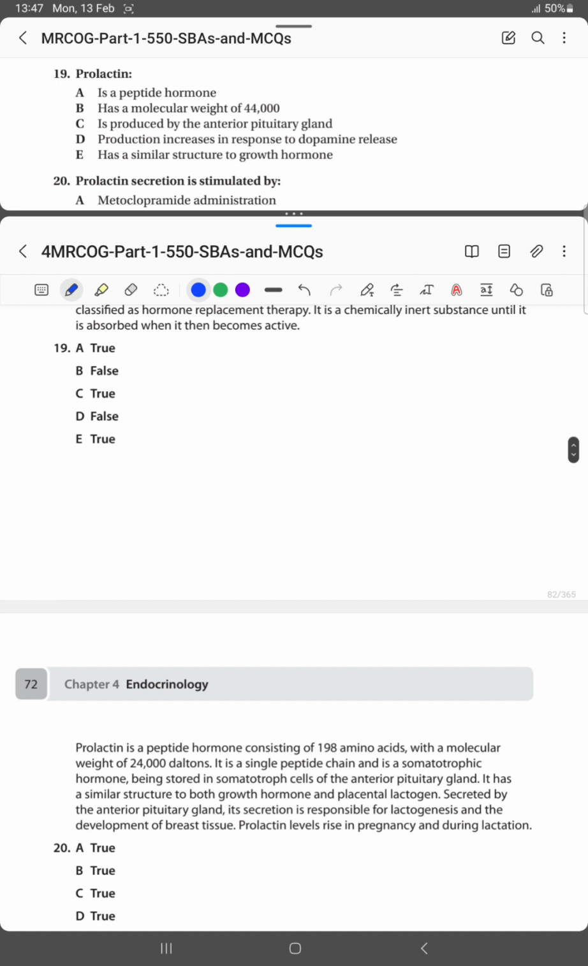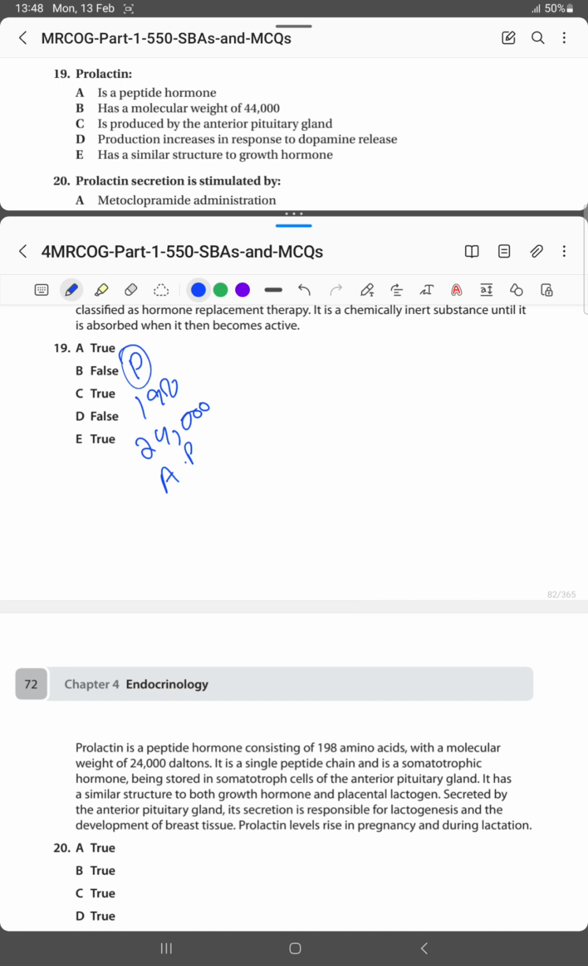Prolactin is basically a peptide hormone. It contains 198 amino acids and has a molecular weight of around 24,000 daltons. It is a single peptide chain and a somatotrophic hormone, stored in the somatotroph cells of the anterior pituitary gland. It has a similar structure to growth hormone and placental lactogen, and its secretion is responsible for lactogenesis and the development of breast tissue.